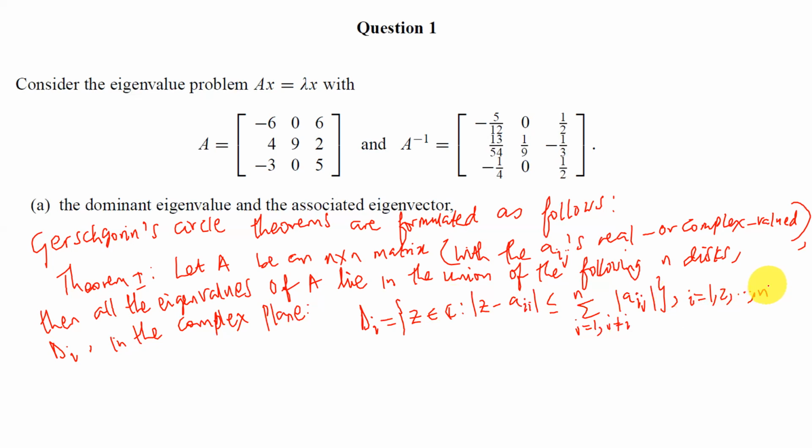So we are defining a couple of disks from the matrix. We take a complex number z, we then subtract the aii, which are the entries. A11 is -6, A22 is 9, A33 is 5. So these entries are the entries in the main diagonal, and these are the entries that are off the diagonal. We are going to look at what that means with a couple of examples here.